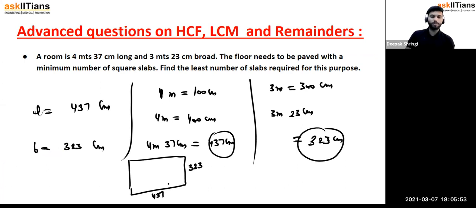So the floor needs to be paved with the minimum number of square slabs. Find the least number of slabs required for the purpose. So here there will be square slabs like this, okay? So you have to tell how many minimum number of slabs are needed. I'll give you a hint. Find the HCF of 437 and 323. Give it a try.